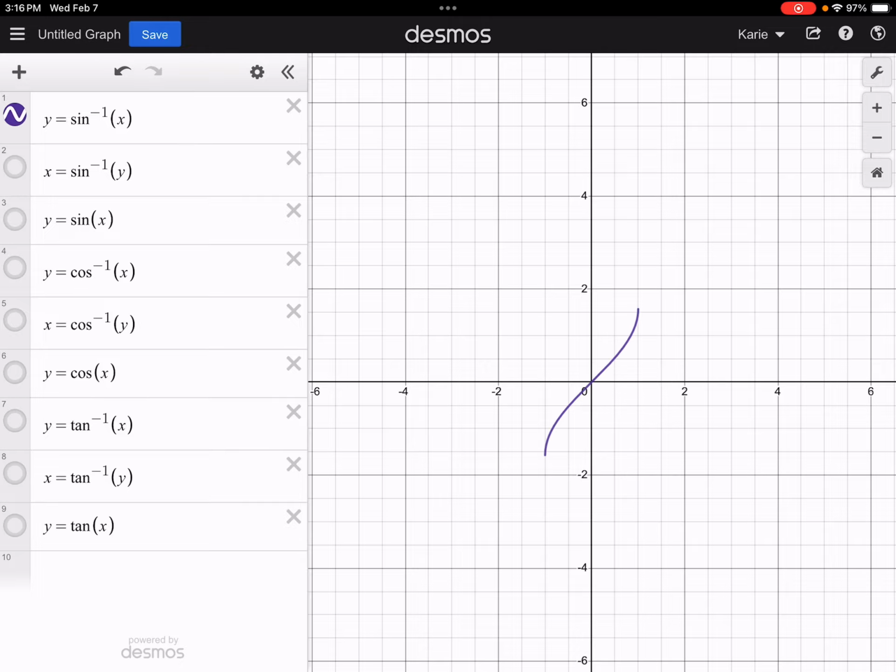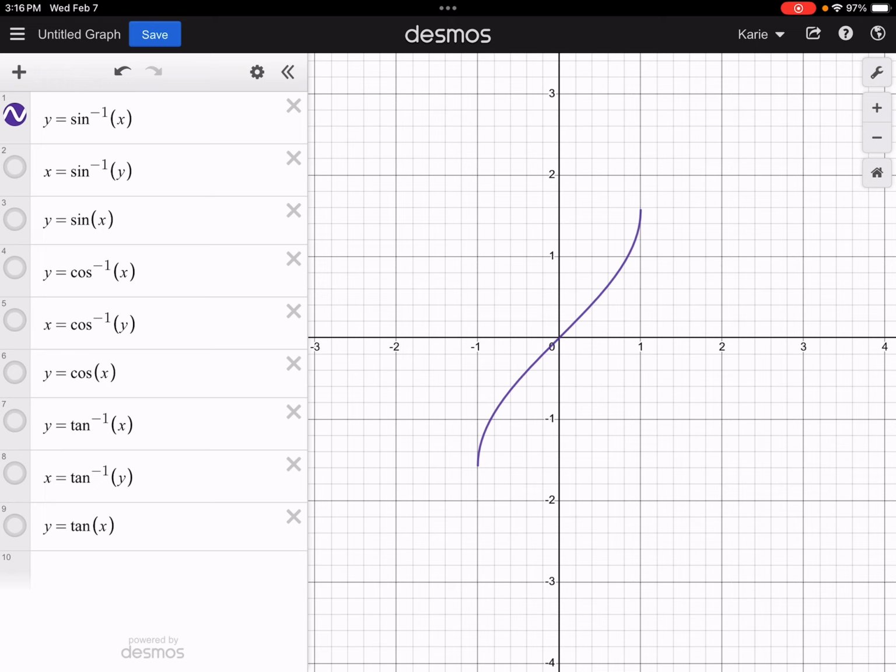If we start with sine, here's the inverse of sine. I'm not overly concerned. We can see the domain goes from -1 to 1. The range, this is the point. Let's see if it'll plot for me. Well, sure enough, there it is. It's the point 1, pi over 2. So its range goes from -pi over 2 up to +pi over 2.